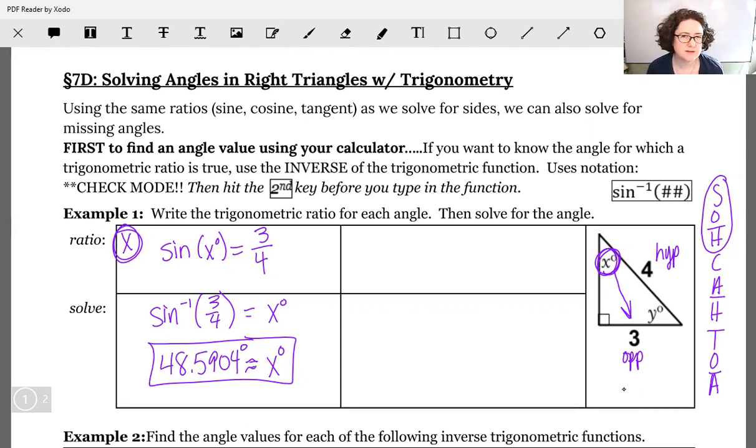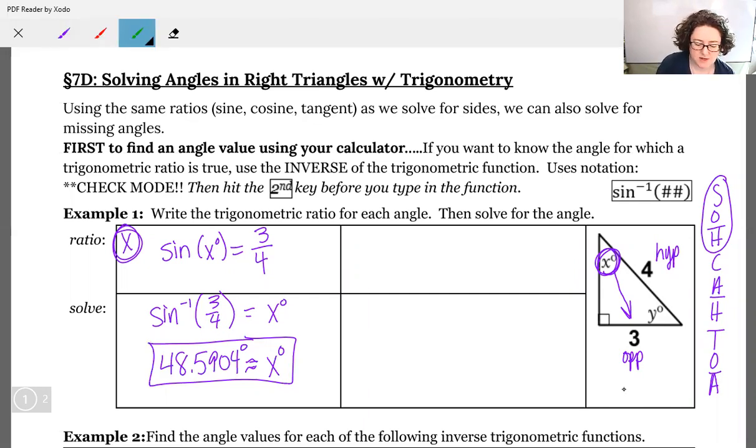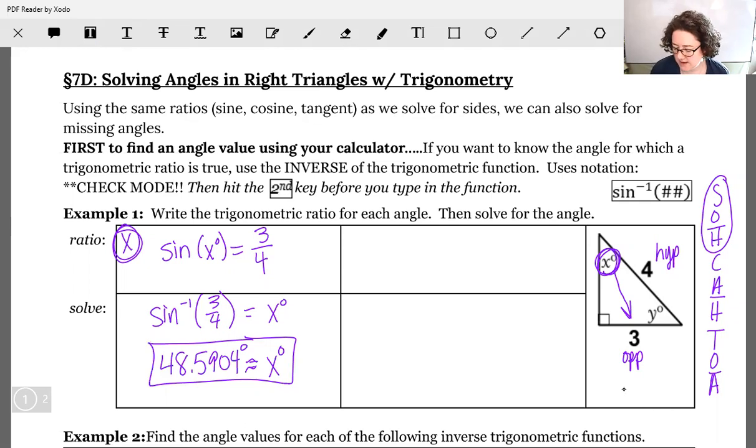But I'm going to use trig just to double check to make sure that these answers are going to work out properly. So let's change our perspective. Now we're going to look at the y. From the perspective of the y angle, now the 3 is actually an adjacent side. 4 is still a hypotenuse. What uses adjacent and hypotenuse? Well, that's cosine. So my equation to start out with will be cosine of my angle y equals 3/4.